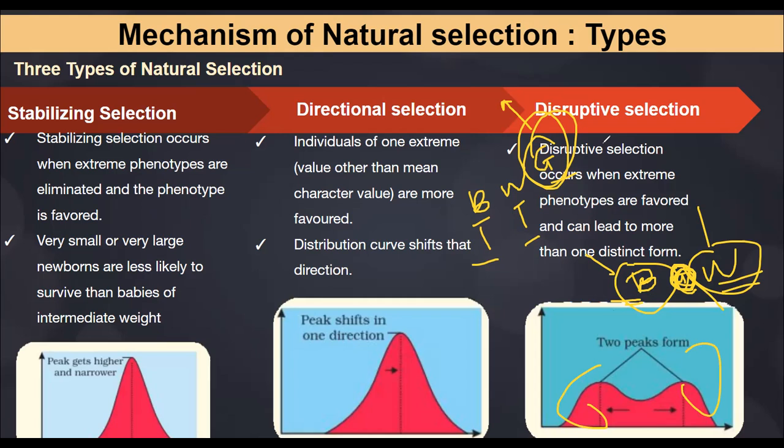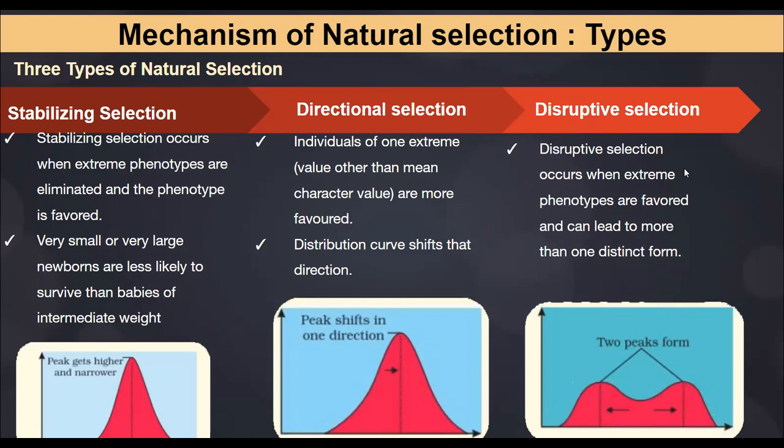So the intermediate trait of gray will not prove useful, and therefore selection pressures act against the trait. Basically, this is not a common type of natural selection. So these are the types of natural selection that can take place in a particular population. The most common type is the stabilizing type of selection.